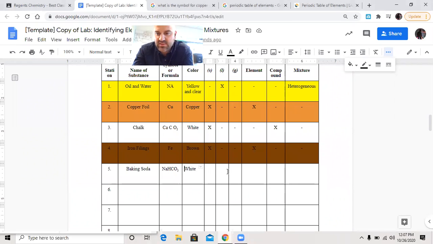Solid, liquid, or gas. Formula again, NaHCO3. It's definitely going to be a solid. It's also on the sheet that we have here. Solid, liquid, or gas. We said solid. Element, compound, or mixture.